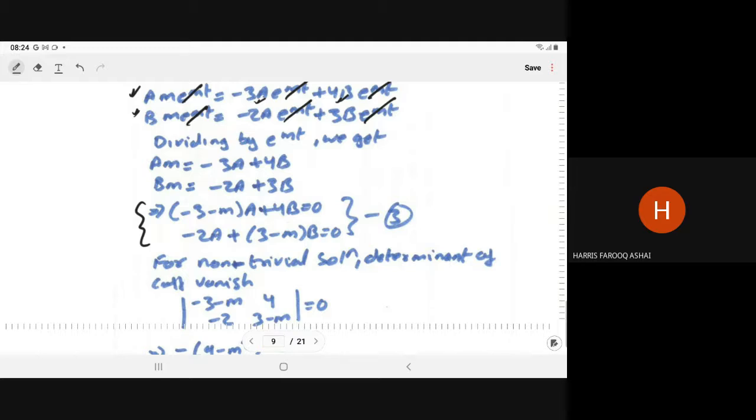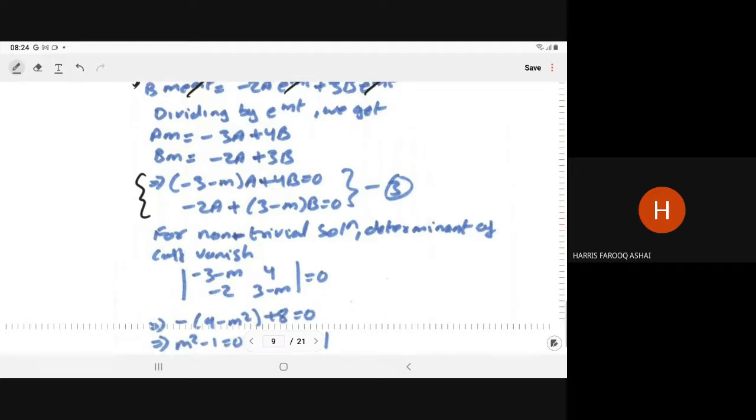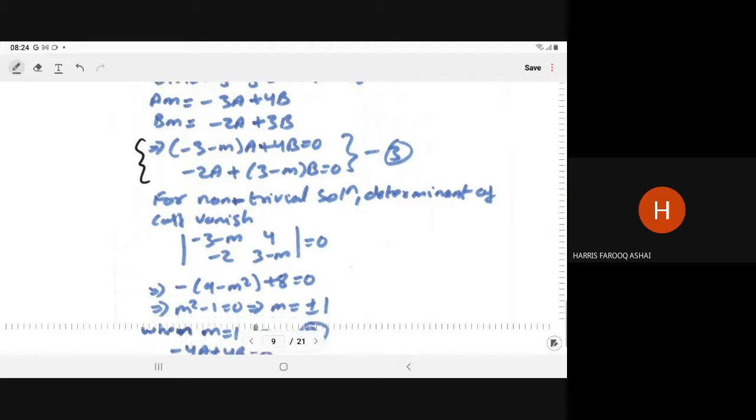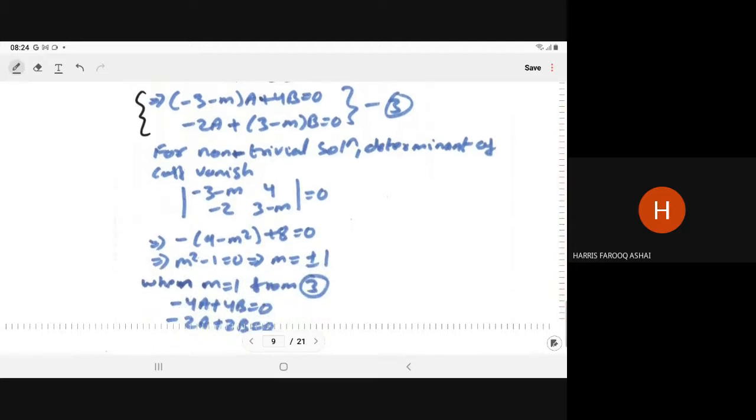This system of algebraic equations has a non-trivial solution only when the determinant of the coefficients vanishes. That is, the determinant with rows (-3 - m, 4) and (-2, 3 - m) is equal to 0. So here you have the quadratic equation m^2 - 1 = 0, whose roots are plus or minus 1, that is, real and distinct.